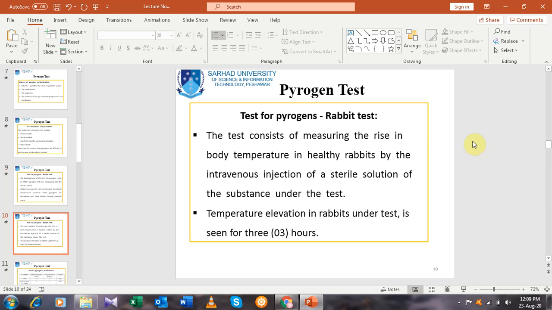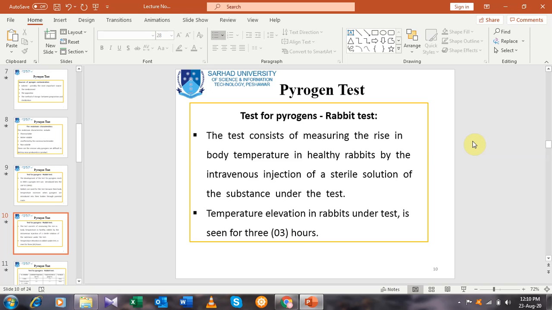Remember that the test consists of measuring the rise in body temperature in healthy and mature rabbits by intravenous injection. That is, the injection is given through the marginal vein in the ear, and that particular injection contains the sterile solution of the substance that we have to test. It is given through the marginal vein of the ear, and by this way we will inject.